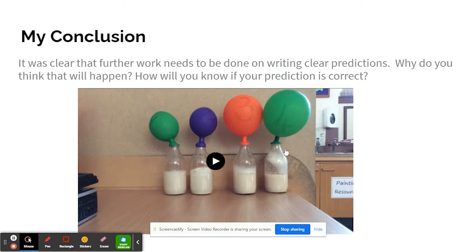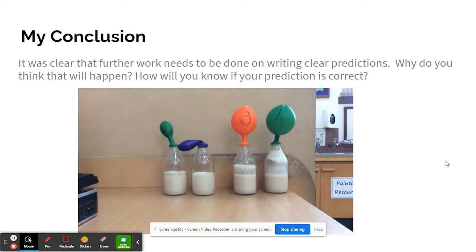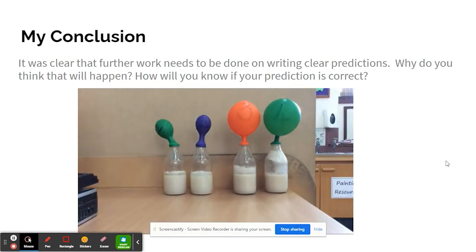And we did manage to take a little time-lapse video of our yeast in action, which was another great way of linking in some digital tools.